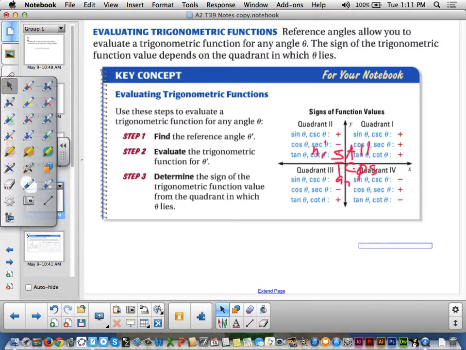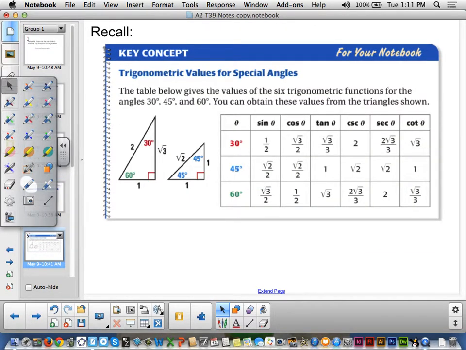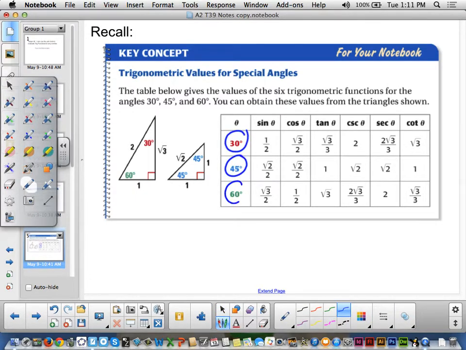The second thing we need is this chart. We need to memorize this chart so that we know what the exact values are. Now these are the exact values in degrees. Sine of 30 is 1/2, always is, has been, always will be. Cosine of 45 is square root of 2 over 2, always has been, always will be. Take some time to memorize this chart.